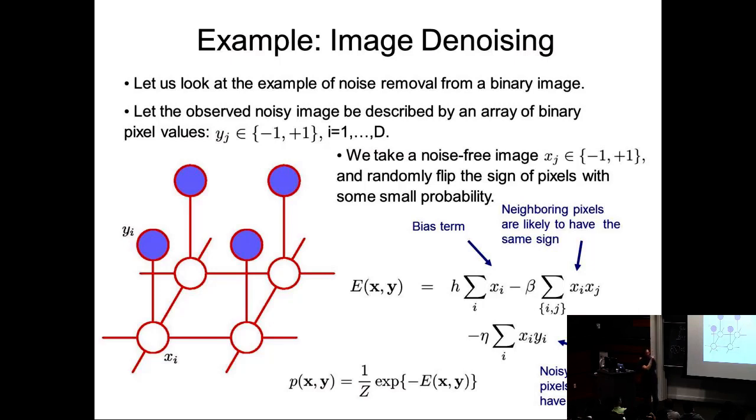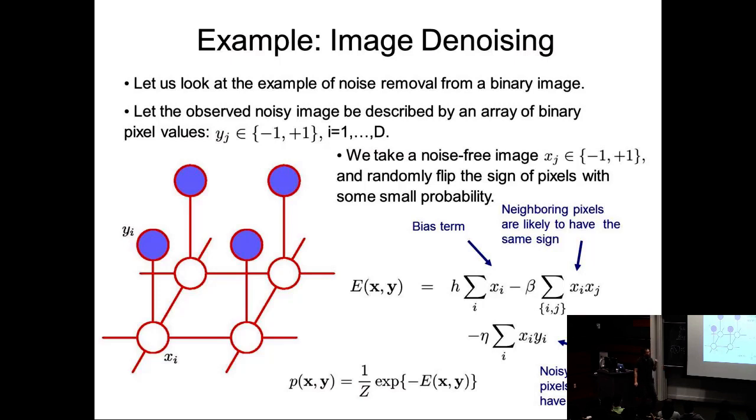So Y here is your image. And then X is going to be the noise-free image, right? And the way the generative process here is going to work is that we're going to take the real image, the noise-free image X, and we're going to randomly flip the sign of the pixel with some small probability, right? So think of it, you have some ground truth image, and the way you corrupt it is you just flip every pixel with some probability, and then what you observe is the corrupted image. Okay? And so now the question is, can you figure out what the states of these random variables are based on the noisy image?